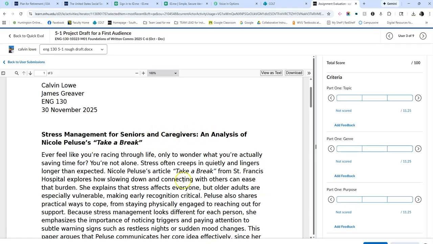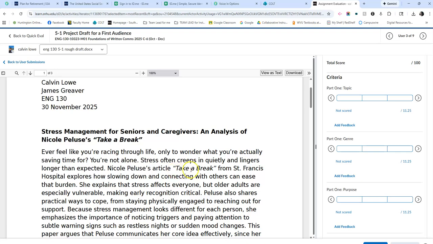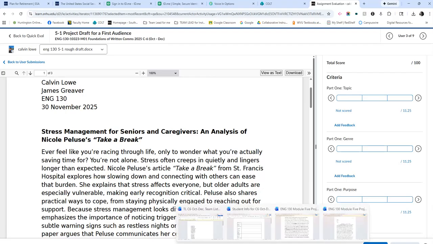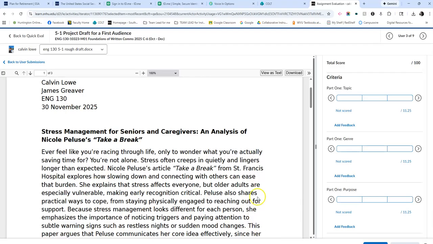Now, who is the audience for Take a Break? Let me see here. I don't have it down here to get to it right away. So, Take a Break. What you need to do is make sure that you're writing, because if I remember correctly, the audience for Nicole Pelusi's article was seniors or caregivers or something like that, or medical staff or whatever it was.